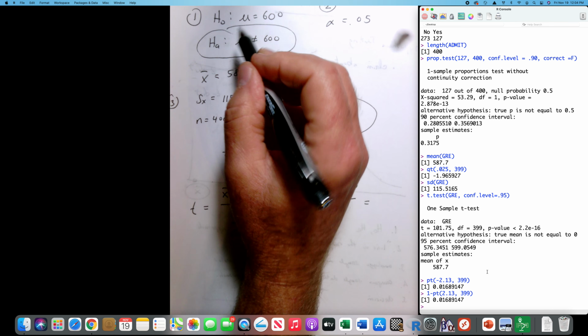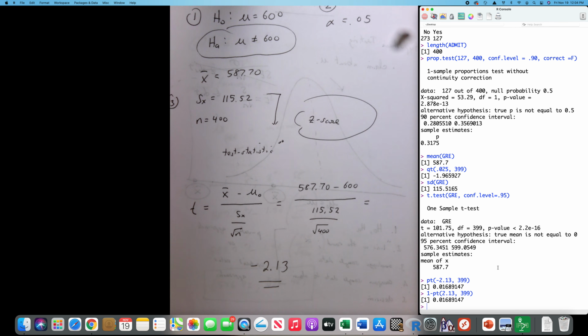Cool, so inquiring minds would probably want to say, well, if it's not 600, what is it? Well, our best guess is, with 0.95 probability, it's somewhere between 576.35 and 599.05.